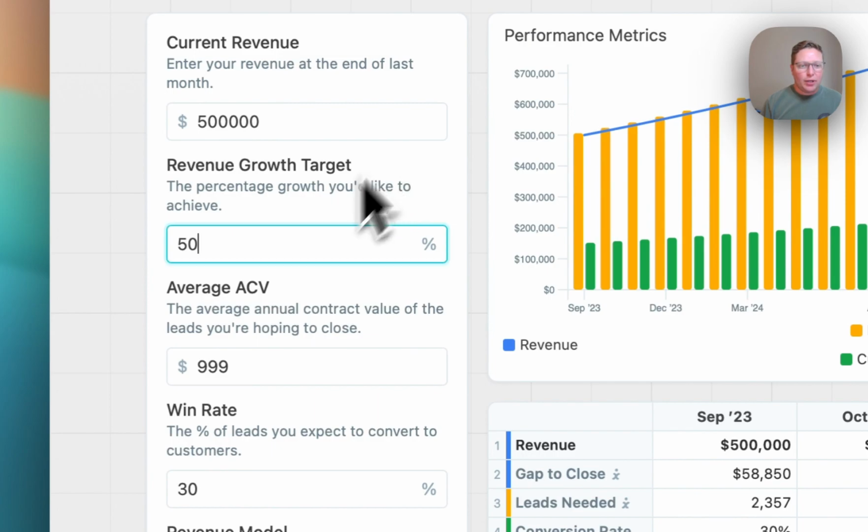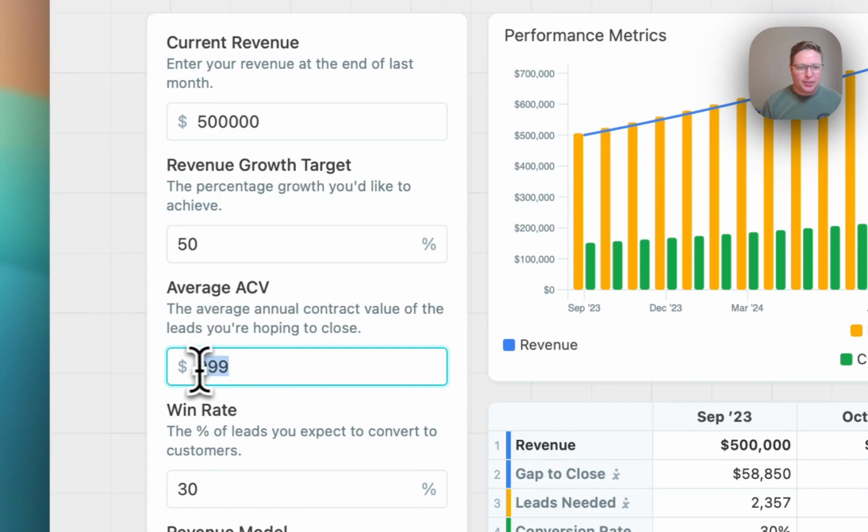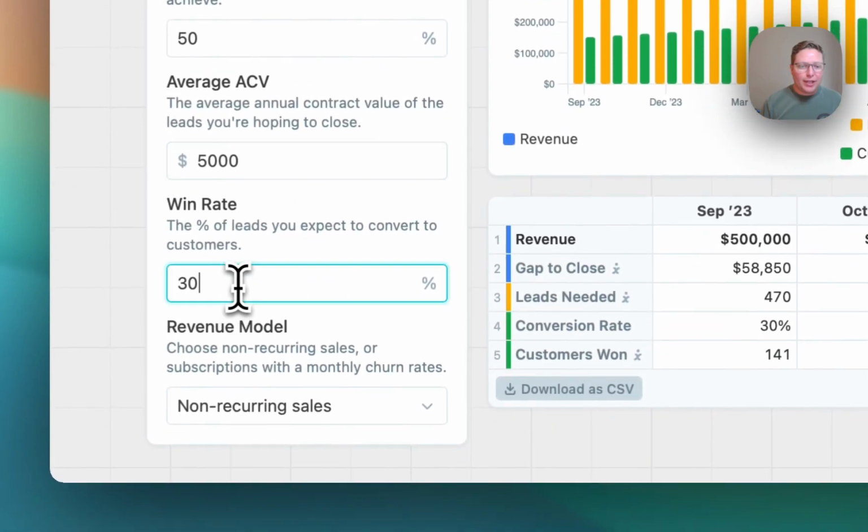Now I'm going to look at the average contract value. What is the average deal size over the course of a year that somebody is going to pay you for your product or service? If this is a software company selling to small and medium-sized businesses, a nice round number is probably around 5,000. That's a good number to put. That's usually pretty average.